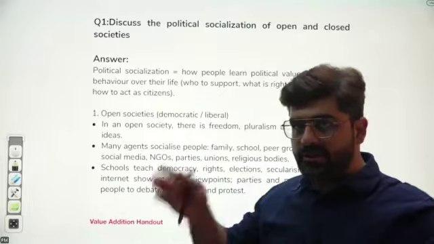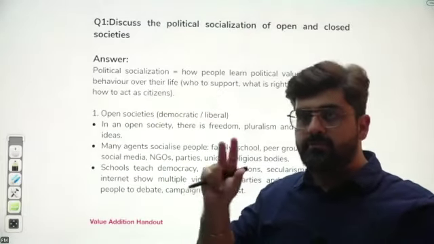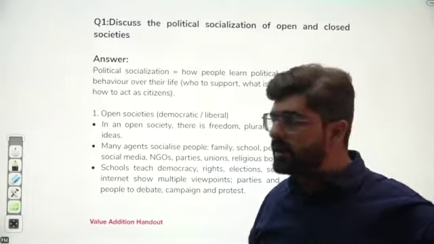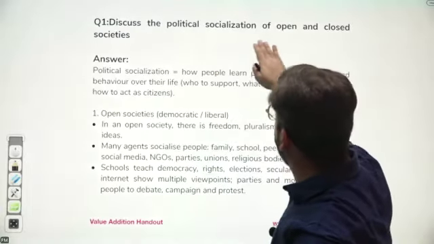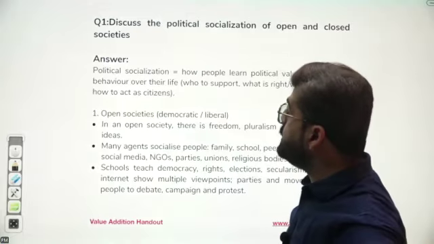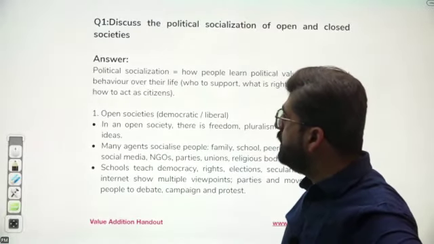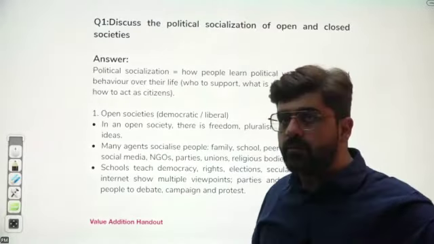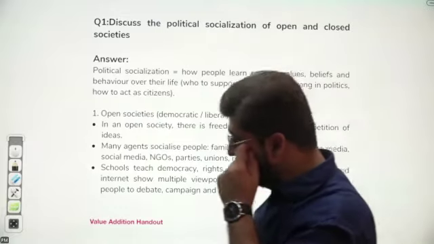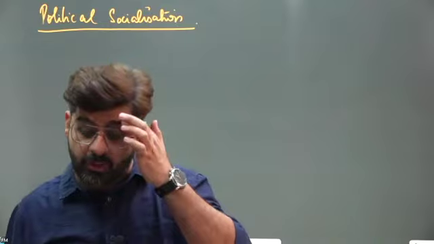See, your value addition handouts have some PYQs which fit in the flow of the lecture. Discuss the political socialization of open and closed societies. This was the question. Now see, generally this is a question from the political socialization approach of comparative politics. It is not mentioned in the syllabus, but they still asked this question in 2025. So that is why I wanted to do more approaches with you. But it could be solved with some intelligent guesses and logic also.